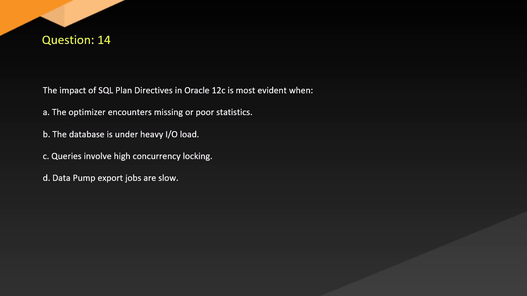Question 14. The impact of SQL plan directives in Oracle 12c is most evident when: A. The optimizer encounters missing or poor statistics. B. The database is under heavy I/O load. C. Queries involve high concurrency locking. D. Data Pump export jobs are slow.